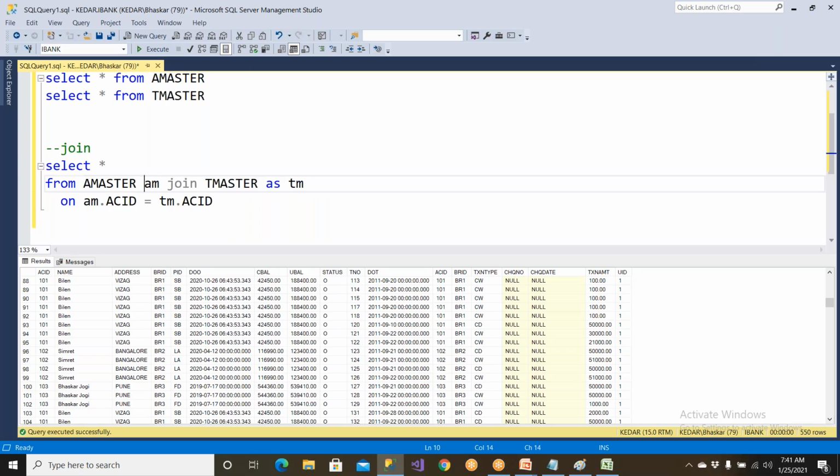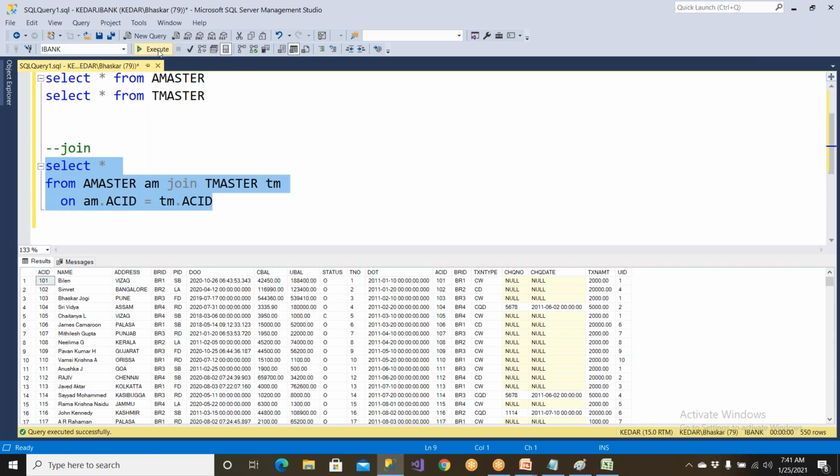Many people will say account master AM, join this one. AS is not compulsory. So what is TM? It is an alias. This is also going to work. Am I clear? So when you have the alias, you should be able to use it like this.